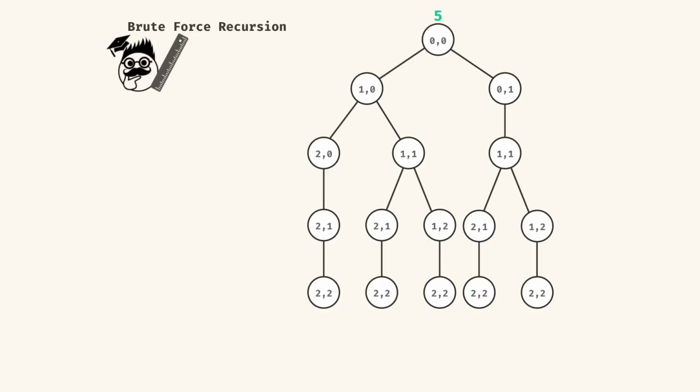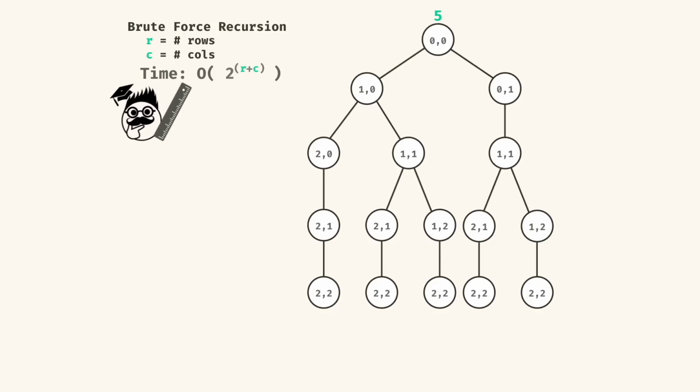So if we implement this algorithm as it is, just with some baseline recursion, we say that R is the number of rows and C is the number of columns. This will give us an exponential runtime, meaning there are an exponential number of nodes in this tree. Really, it's 2 to the R plus C power. So the base of 2 comes from the fact that this is a binary tree, and in the context of our problem, that means I can only move downward or to the right, so you only have 2 options. And I'm saying that the height of this tree is R plus C, right?